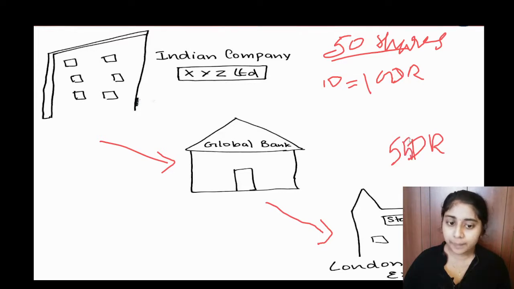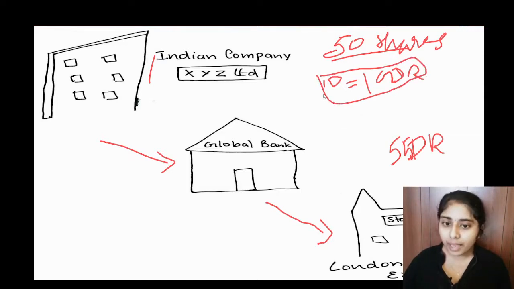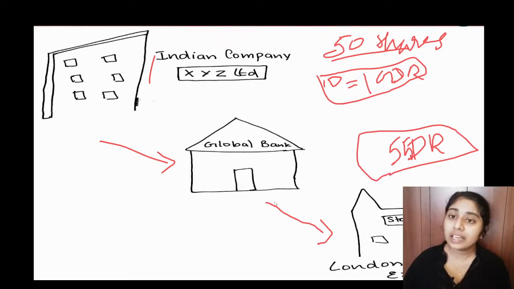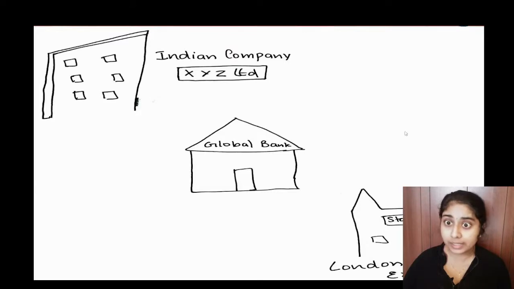Is that clear? I will explain once more. There is an Indian company named XYZ, and this Indian company wants to issue its shares in the London Stock Exchange. For that, they have to approach a global bank which is present both in India as well as in London. Once they approach the global bank, they have to make an agreement upon the ratio of shares to GDR. Suppose they agree upon 10 shares is equal to 1 GDR, and they agree to issue 50 shares. The global bank will inform the London Stock Exchange to issue 5 GDRs, and thus the Indian company can raise funds from the London Stock Exchange by issuing GDRs. This is the Global Depository Receipt.